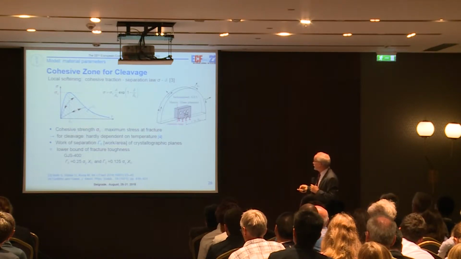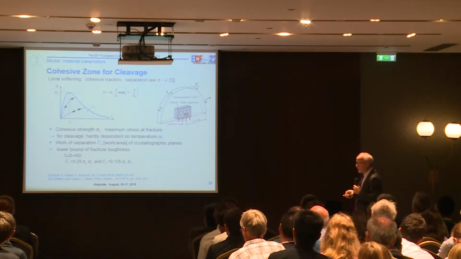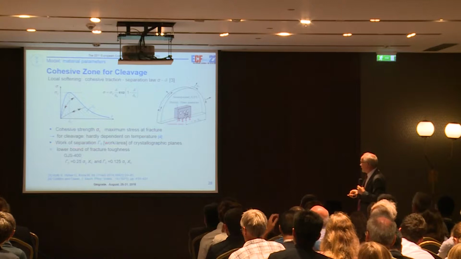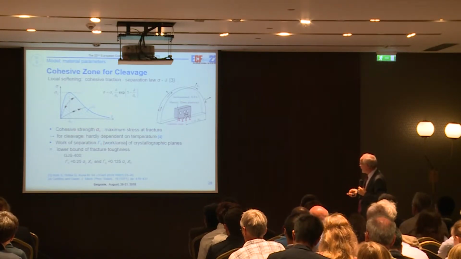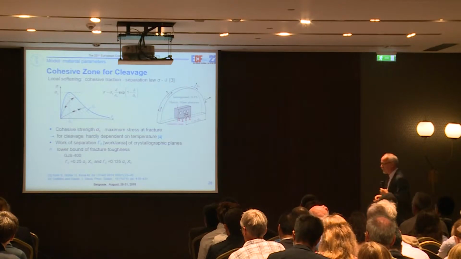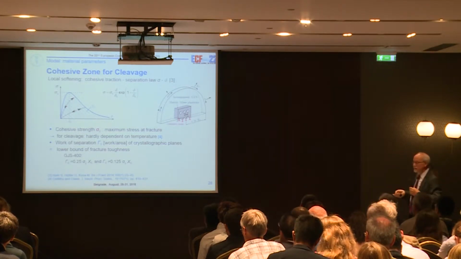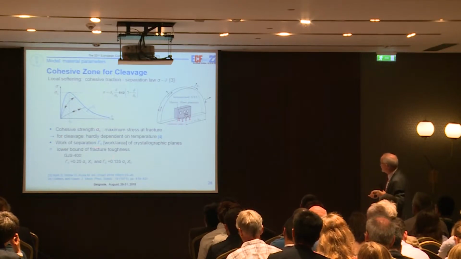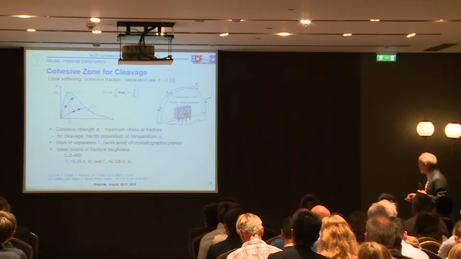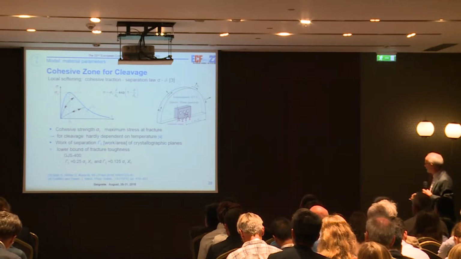This is the cohesive strength, the maximum tensile strength the material can sustain. We take it for cleavage and assume that it is not dependent on temperature. The area under this curve is the work of separation, or the cleavage fracture energy. For our material, DIN 400, we take two choices.